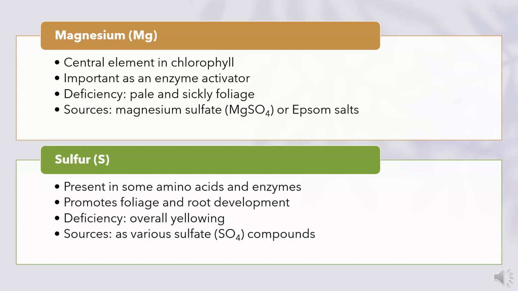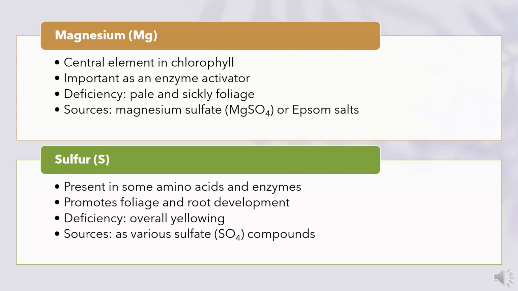Sulfur is present in some amino acids and enzymes. It promotes deep green foliage and root development. A deficiency in sulfur results in overall yellowing of the plant. Sulfur is supplied in tissue culture media, in conjunction with other elements, as various sulfate compounds.